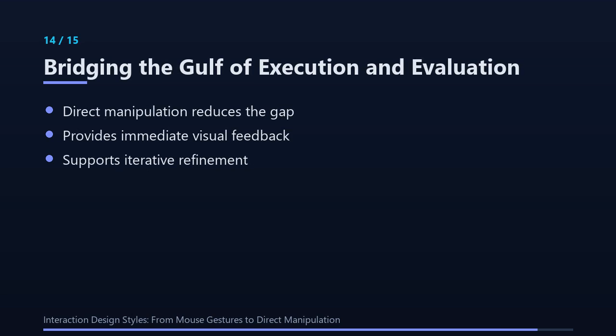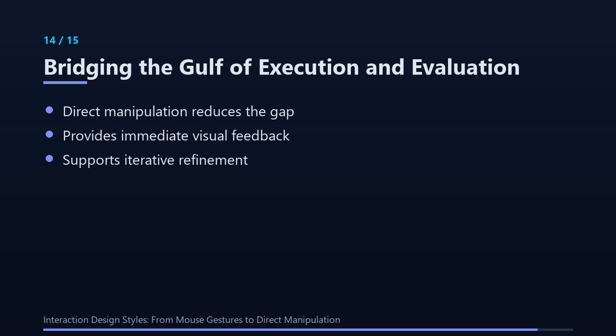In human-computer interaction theory, the gulf of execution refers to the difficulty of translating a user's intention into system actions, while the gulf of evaluation concerns interpreting the system's response. Direct manipulation helps narrow both gulfs by presenting actions that closely resemble the user's mental model and by delivering instant visual feedback. When a user drags a slider to adjust volume, they see the change reflected immediately, allowing them to evaluate whether the outcome matches their expectation.